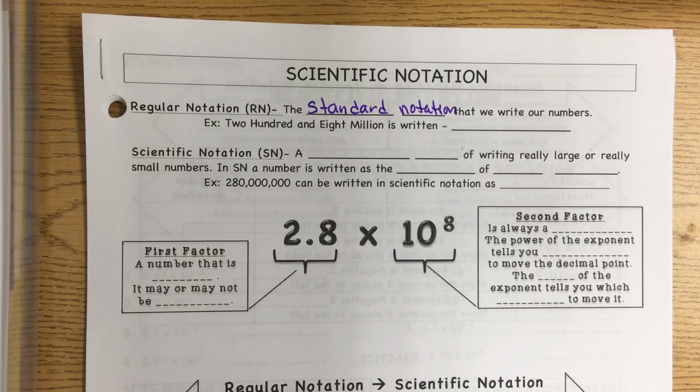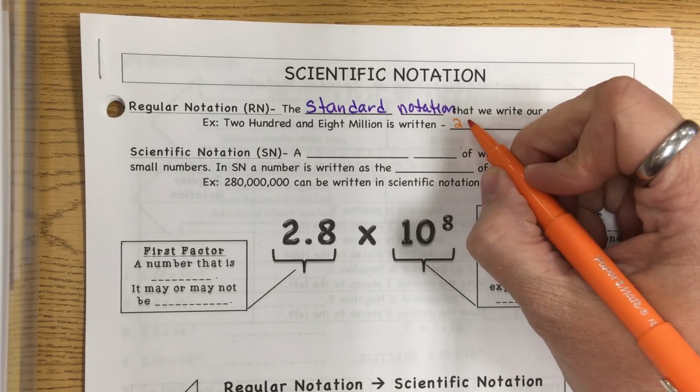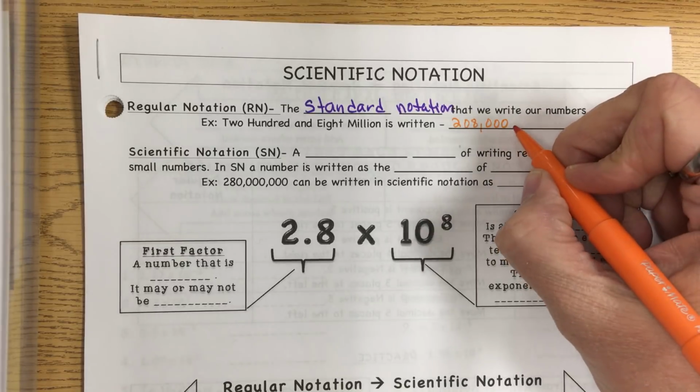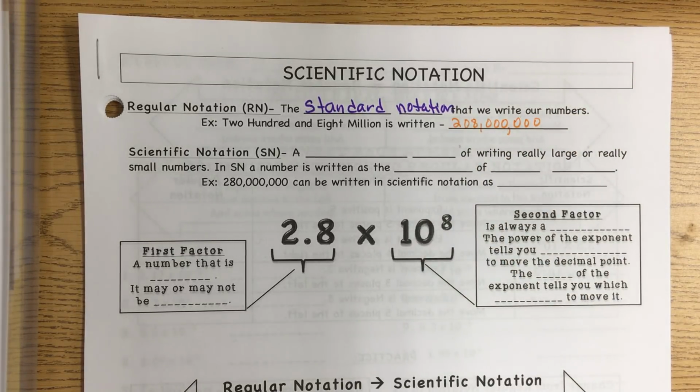So the standard notation that we write are numbers. So 208 million is written as 208 million. Yes, you need all those zeros.